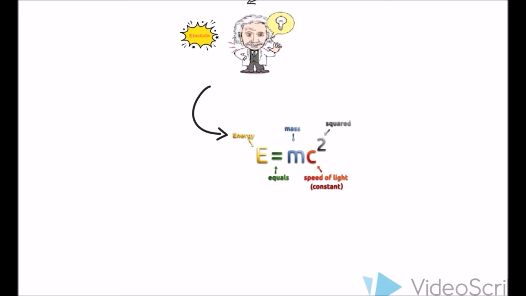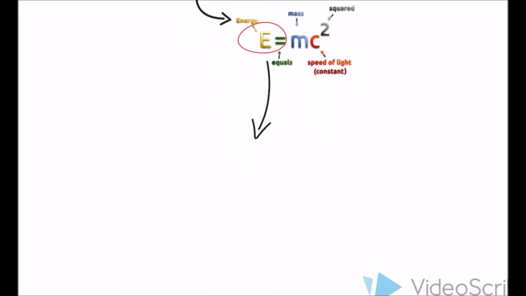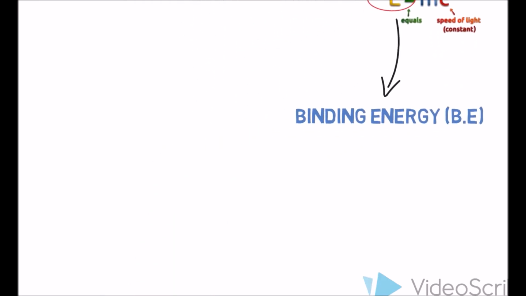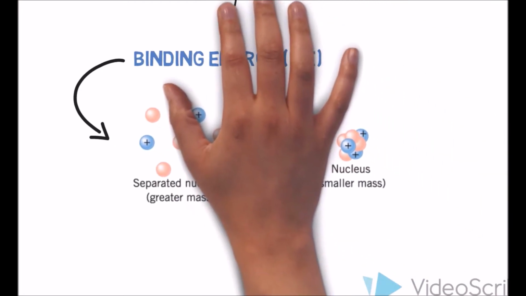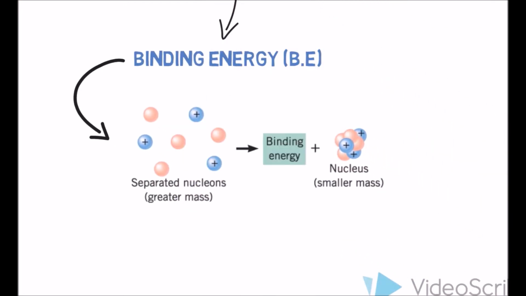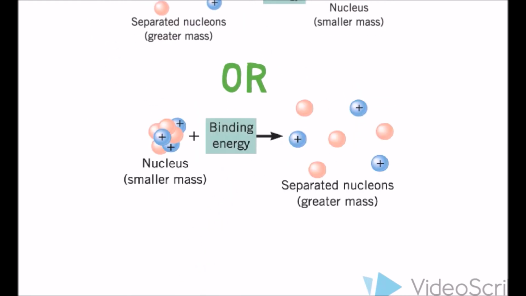So the energy equivalent to mass defect is known as the binding energy. The binding energy comes from the mass lost in the process of formation of the nucleus. Conversely, it is the energy that must be supplied to the nucleus to break it into its nucleons.